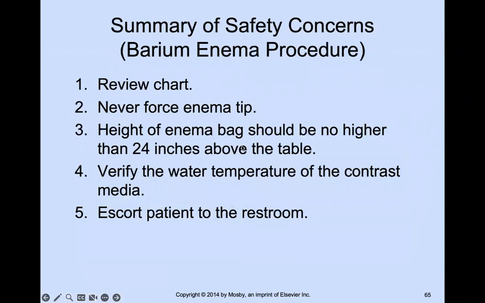So you never want to force an enema tip. The height of the enema bag should be no higher than 24 inches above the table. That is a test question. Verify the water temperature of the contrast media and escort patient to the restroom. So verify the water temperature of the contrast media. It should be around, I think there's a question on that, and it is in the book, about 80 to 90 degrees, okay? 75 to 85, somewhere around that range, okay?